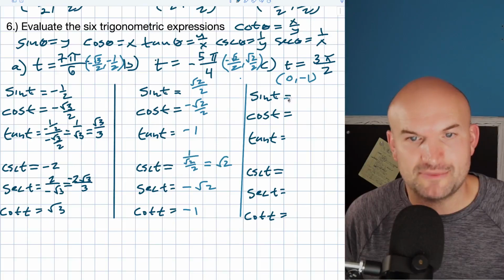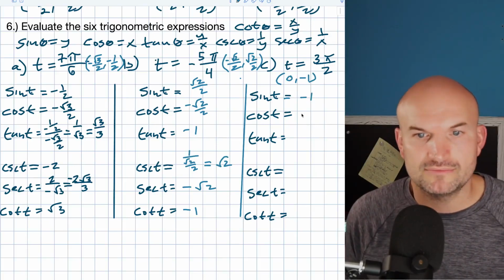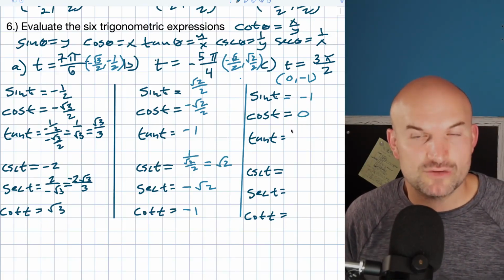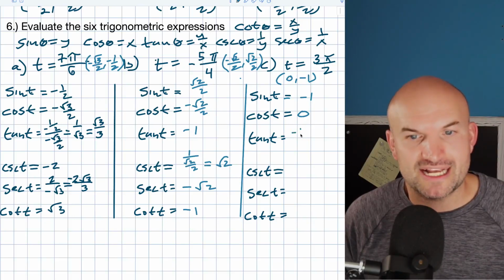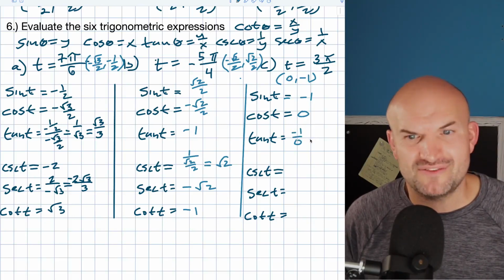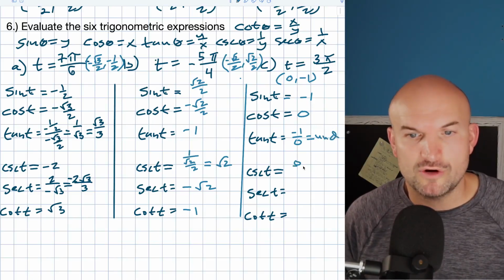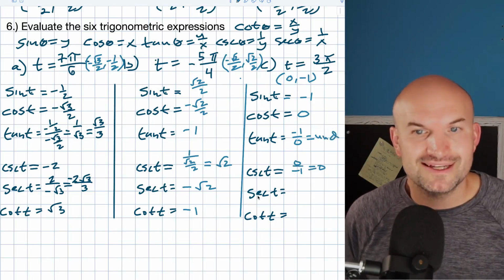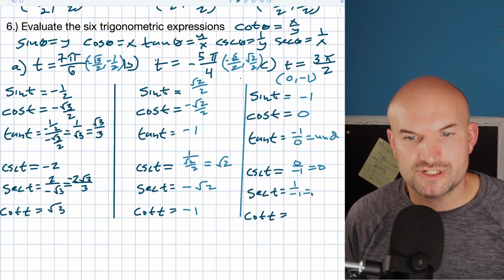My sine in this example is going to be my y coordinate, which is negative 1. Cosine, x coordinate, which is 0. Tangent, which is y over x, is negative 1 over 0, which, ladies and gentlemen, you can't divide by 0. So that is undefined. Cosecant, though, is 0 over negative 1, so that's going to be 0. Secant is 1 over negative 1, which is just negative 1.